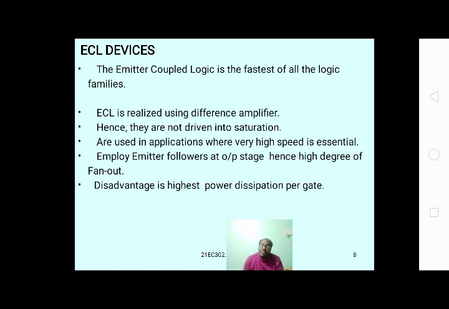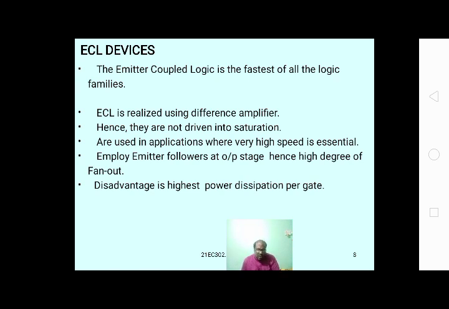Here we are using a differential amplifier. For this differential amplifier, a bias circuit and emitter follower outputs are there. These emitter follower outputs provide OR and NOR functions. By this, there is no saturation in this differential amplifier circuit.